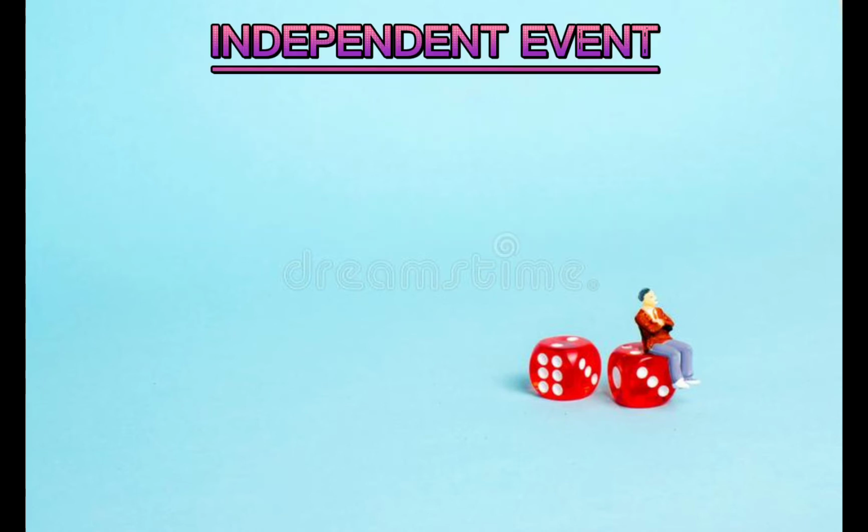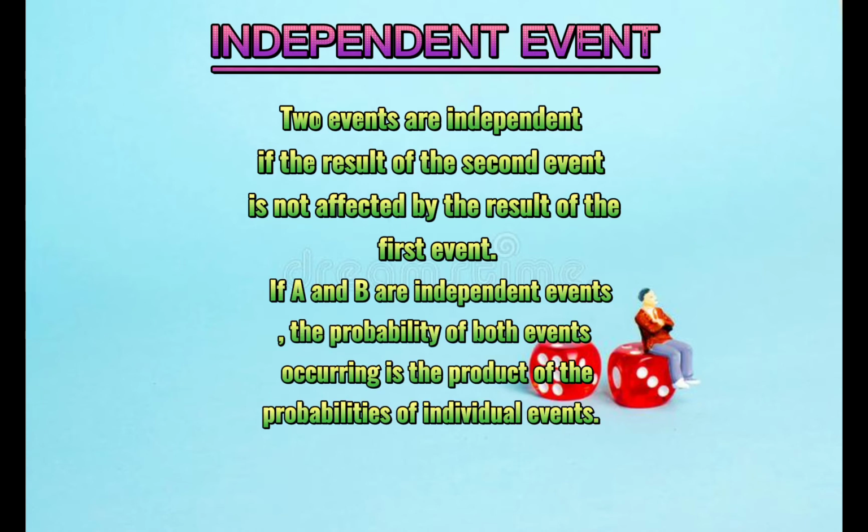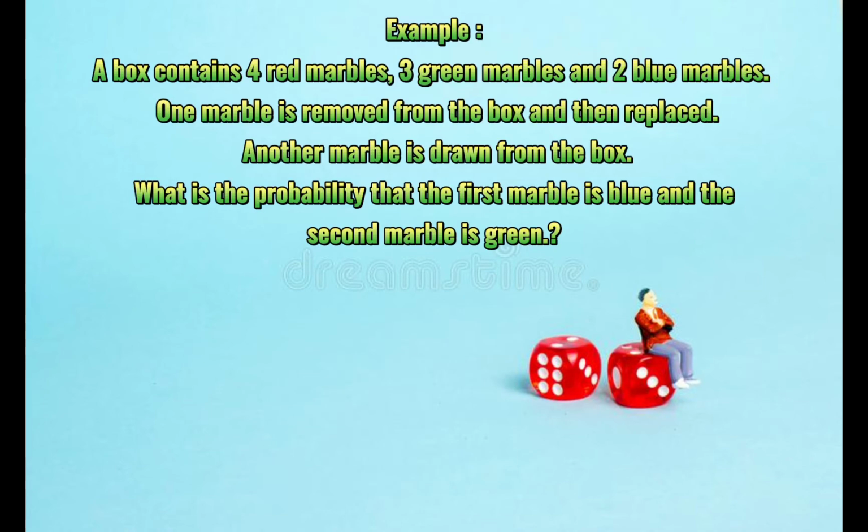Independent events: two events are independent if the result of the second event is not affected by the result of the first event. If A and B are independent events, the probability of both events occurring is the product of the probabilities of the individual events. Having the formula: probability of events A and B equals the probability of event A times the probability of event B.